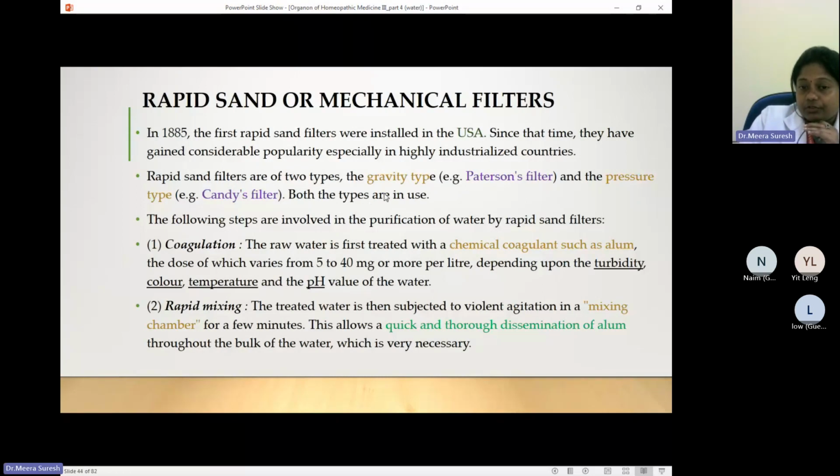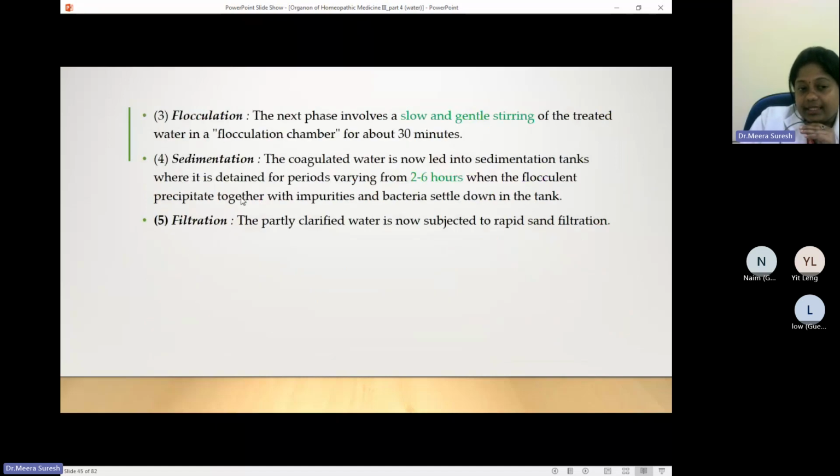So rapid sand filters are of two types, the gravity type, the Paterson filter, and the pressure type or the Candy filter. Both types are in use even now. The following steps are involved in the purification of water by rapid sand filter. First, coagulation, then rapid mixing, flocculation, sedimentation, and filtration.